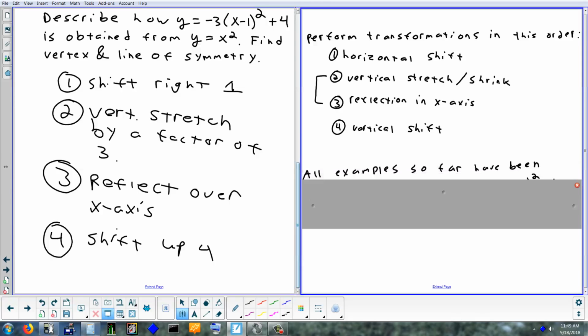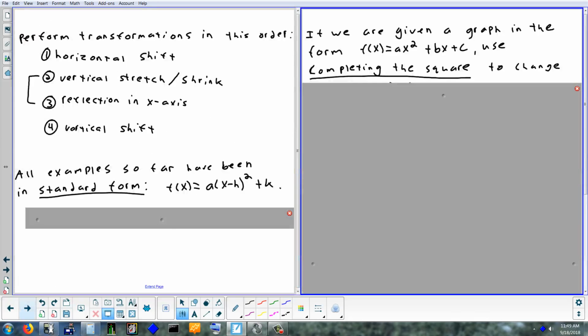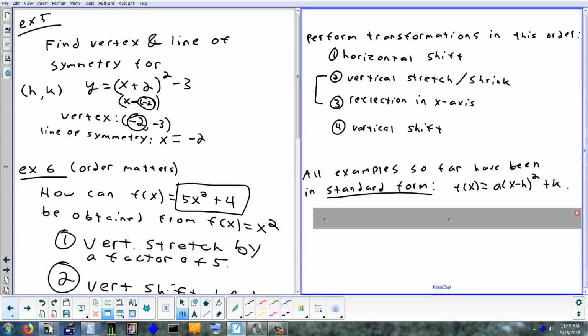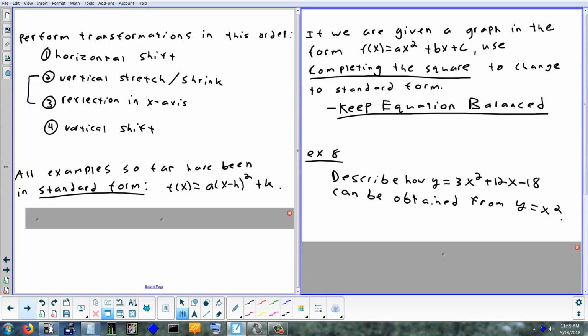All right. So we're going to look at one problem that's written more like this. 3x squared plus 12x minus 18. It's not written the way we like to see it, with parentheses. The problem I'm about to show you, it's almost like if somebody took the x minus 1 squared, foiled it all out, and then distributed a -3, and then added 4 and combined like terms. That's how you would end up with something like this.